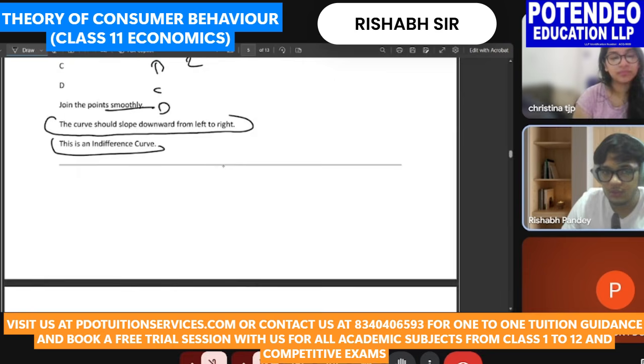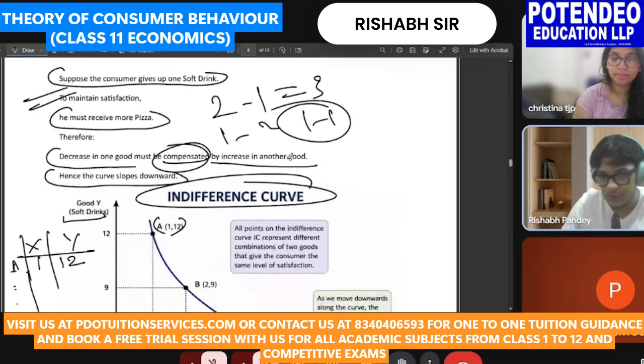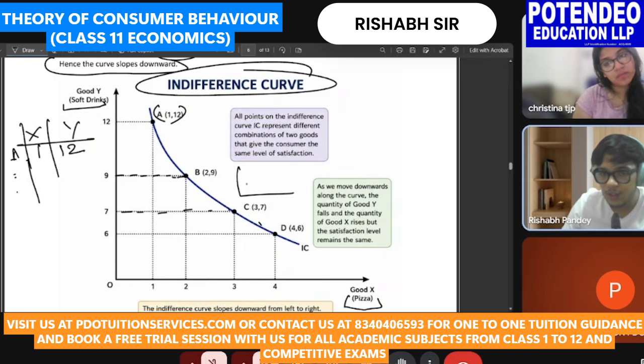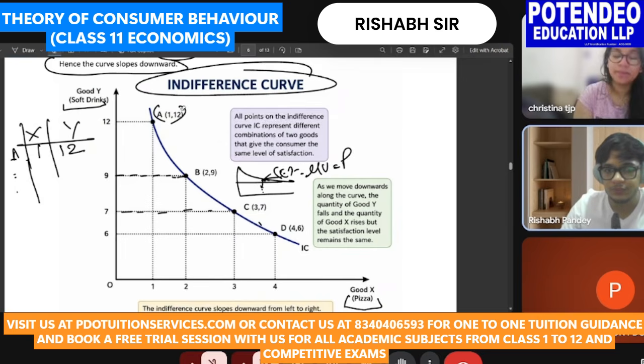Downward. Why downward? Because one is compensated for the other, right? Now, the catch here is don't forget this dotted line. You know where we talked about the dotted line? In this particular graph, this is the point and the dotted line here. Remember this graph? Yes or no? Equilibrium graph, right? Mu equal to P. This is the point where MU is equal to P. No doubts? No doubts.